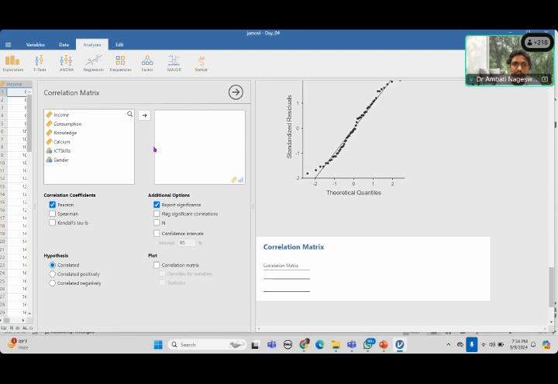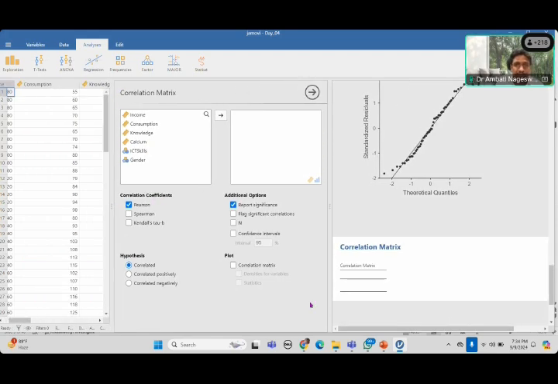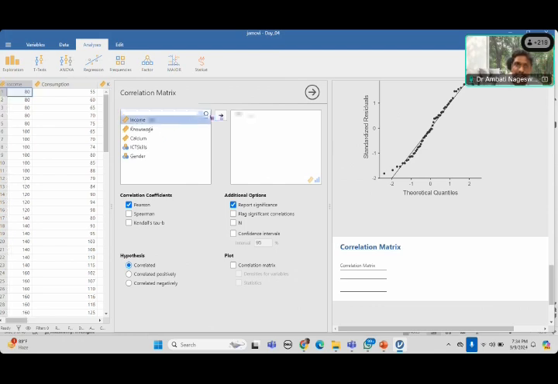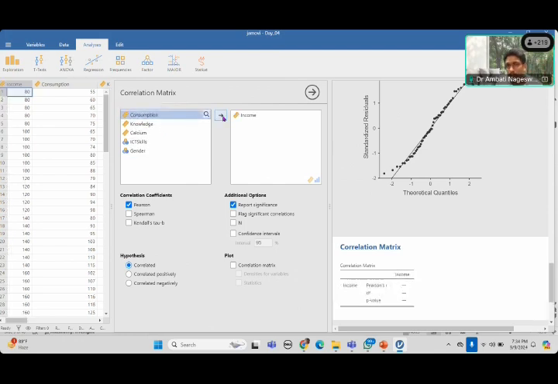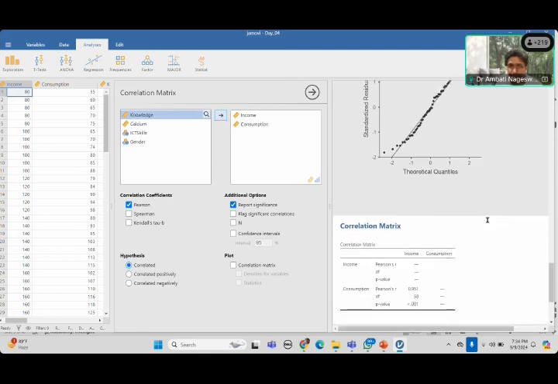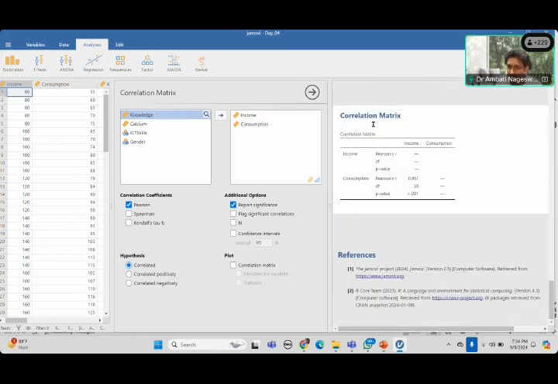Now, please look at the data processing window. There is a middle window, correlation matrix. In order to conduct the correlation test, we need two quantitative variables. One is income, which we have selected. Similarly, we also selected consumption. So we have income as one variable, consumption as the other variable.